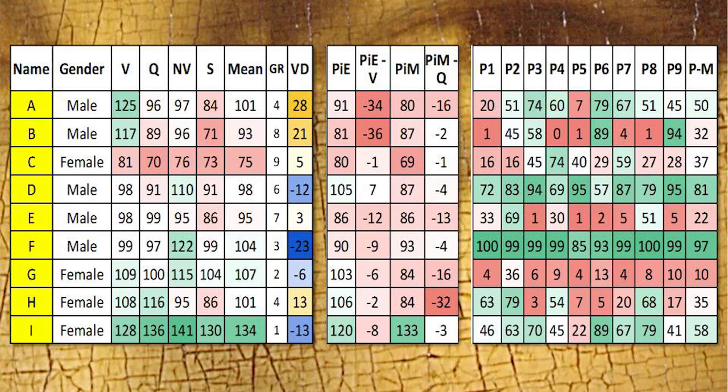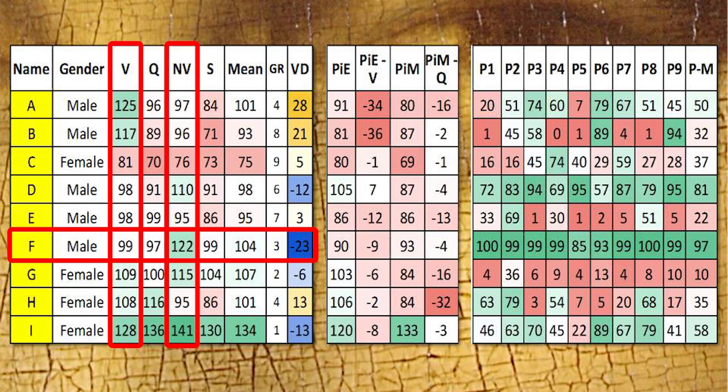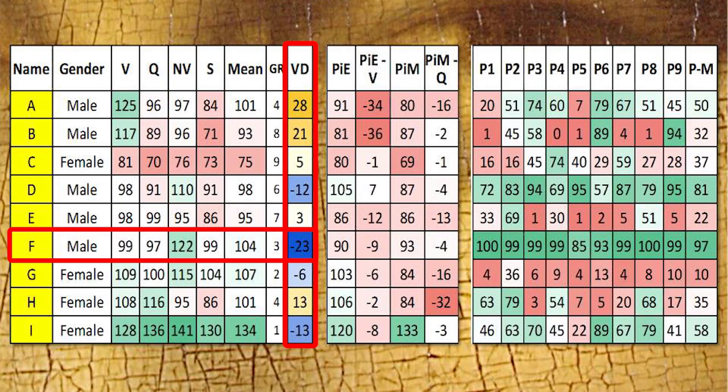However, we can see that Matthew has added a calculation to help distinguish students where EAL might be flagged. This is calculated by subtracting the student's non-verbal score from their verbal score. This calculation has flagged a number of students where there is a discrepancy. Most significantly, we see student F. His verbal score is 99, his non-verbal score is 122, and therefore his verbal deficit is -23.